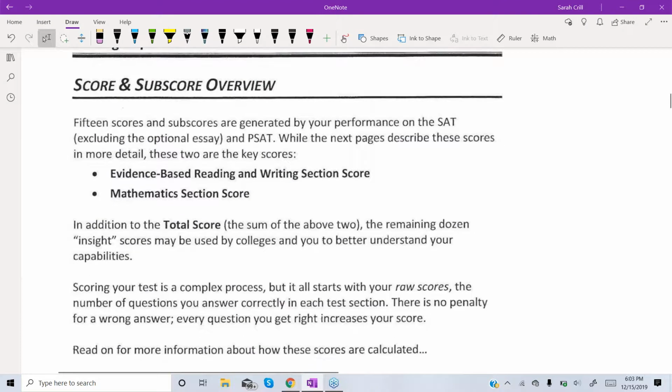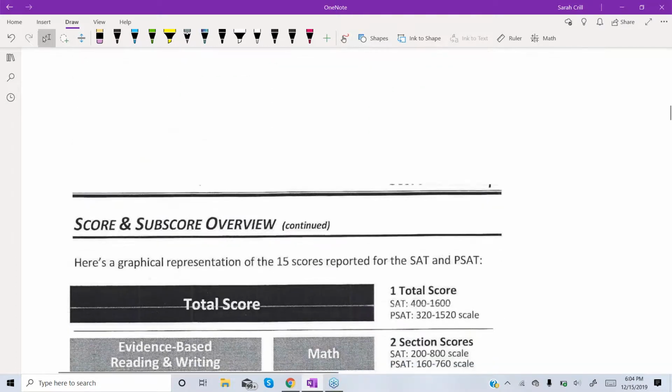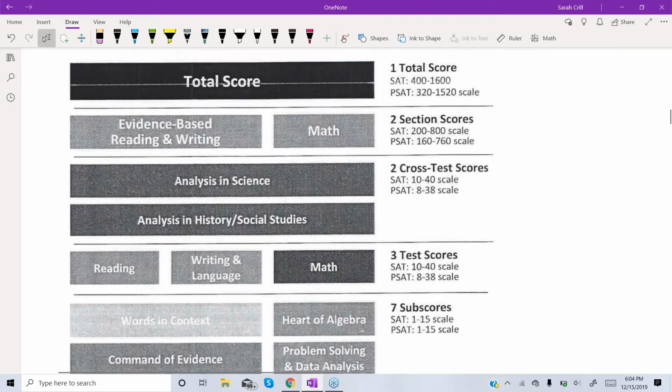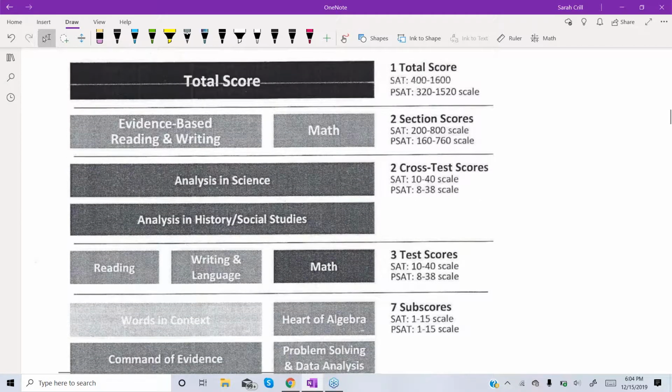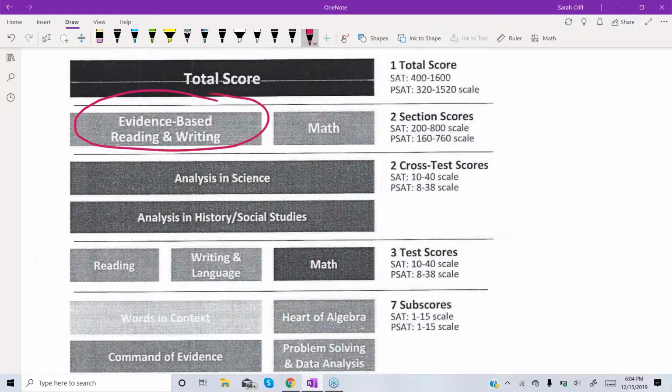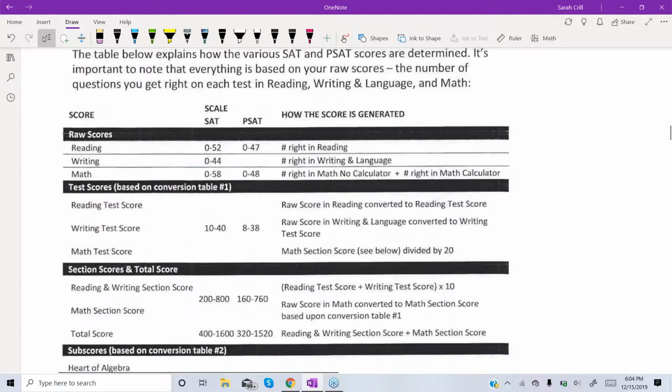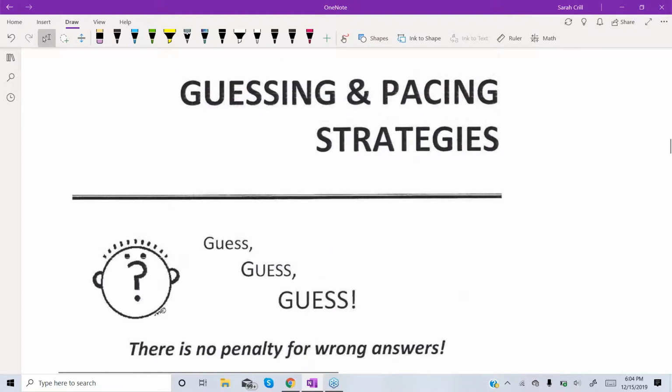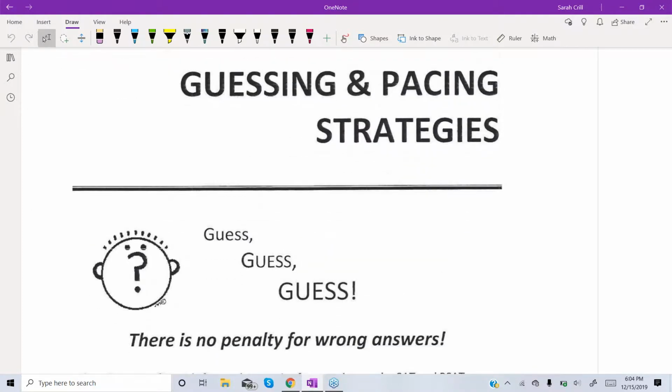Okay, so generally for the sections, you will have 1 evidence-based reading and writing section score and another math score. So there are 2 subsection scores that combine to get a total score. So this is just an example of how it breaks down. What's really important are these 2 sections. You'll see me skip through a lot here. Don't worry, I'm making sure to hit the points that are most important.